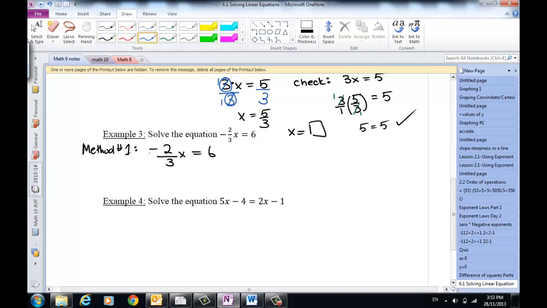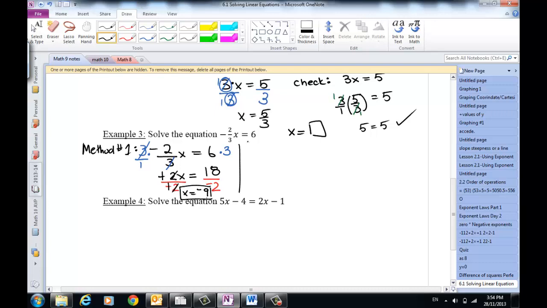Notice that if I multiplied this by 3, okay, whatever I do to one side, I do to the other. It's nice because now this is like 3/1, and those 3's cancel out, and we get -2x is equal to 6 times 3, which is 18. Again, I'm trying to solve for x, so I could divide both sides by -2, and a negative divided by a negative becomes positive, 2 divided by 2 becomes 1, so I get that x is equal to -9.